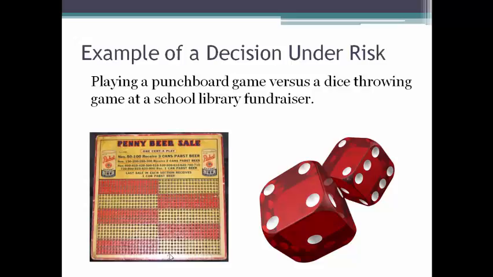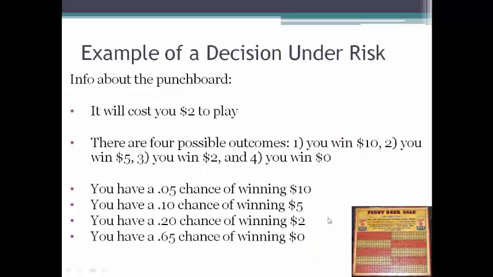Okay, so imagine this situation, also taken from your book. You're at a fundraiser for your school library, and there's a bunch of games you can play. You're trying to decide between playing a punch board game or a game in which you throw dice. Info about the punch board game: it's going to cost you $2 to play it, and there are 4 possible outcomes. You can win $10, you can win $5, you can win $2, or you can win nothing.